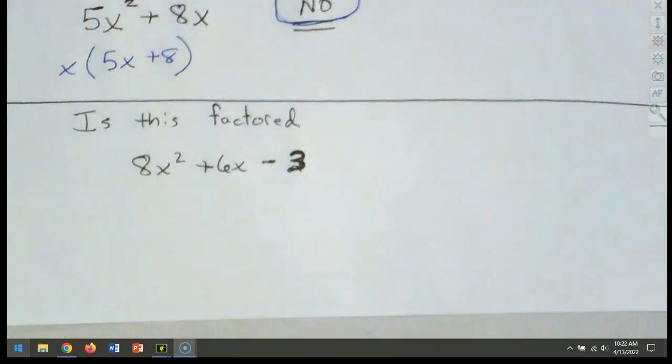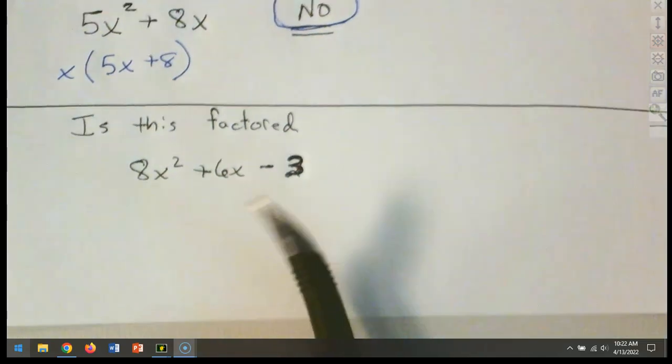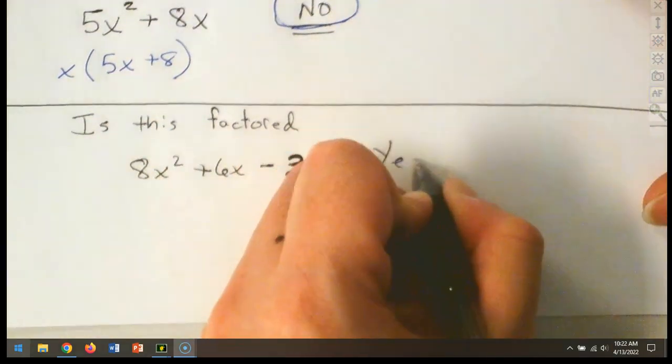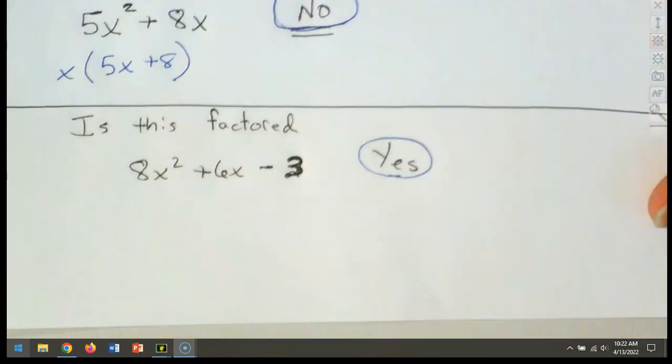Let's look at the numbers. 8, 6, and 3. Do they have anything in common? No. Nope. Now 2 can't come out of that 3, can it? No. Right. So that's why I made this one. This one is already factored. And how do I know it's already factored? It's already factored because nothing comes out of here. 8, 6, and 3 have nothing in common. Nothing can come out. That 3 is missing that variable x, so it's done. There's nothing that can come out of here at all.